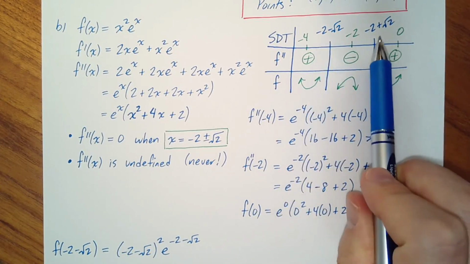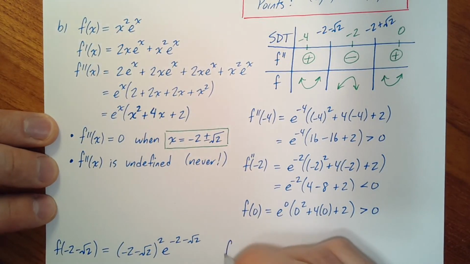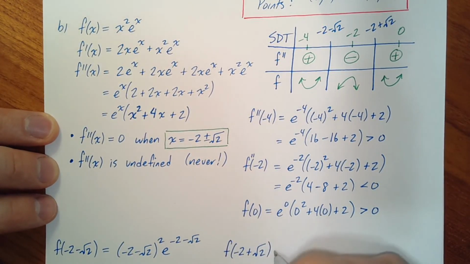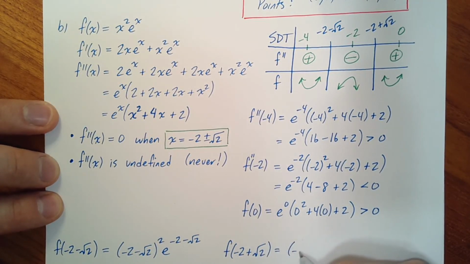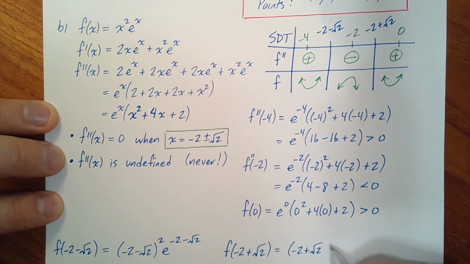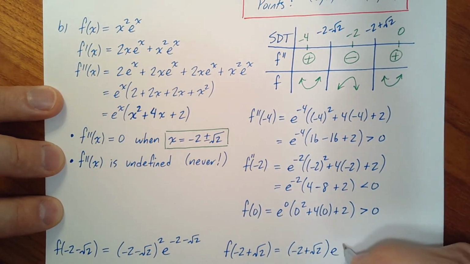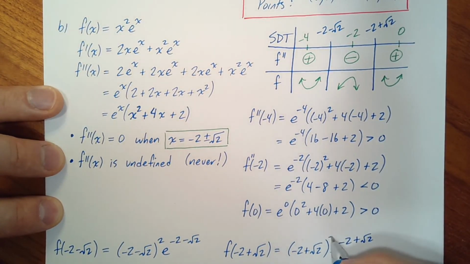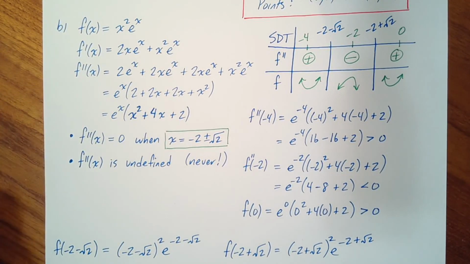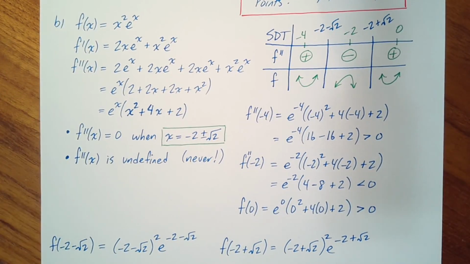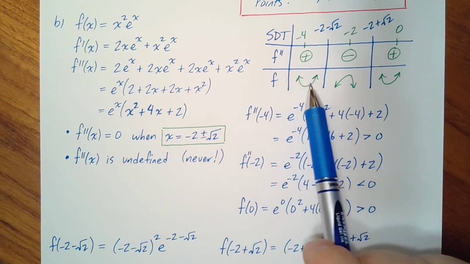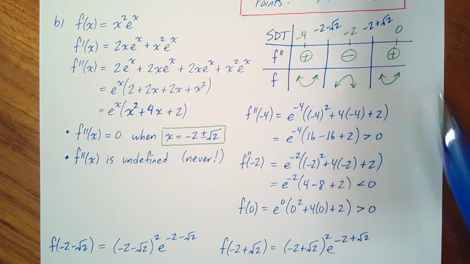And we'll do the same thing for this point. We can work out f of negative 2 plus root 2, which is going to give us negative 2 plus root 2 times e to the negative 2 plus root 2. And I should have a squared on there. So those will be the y-coordinates of the inflection points. We've got our concavity and the x-coordinates of the inflection points on this table. We've got all the information we need. We're ready to summarize it. And we're out of space here, so we'll do that on the next page.